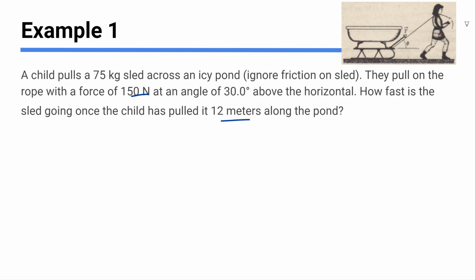Okay, so we're going to use the equation work equals F times S times cosine theta. This would tell me the work done by this pulling force, which would tell me how much energy this industrious child is adding to the sled. Which means if I know how much energy it adds, I bet I could figure out how fast it's going. Something about 1/2 mv².